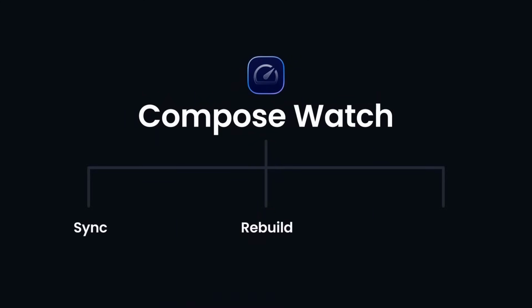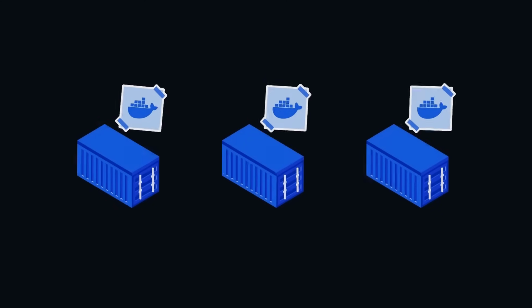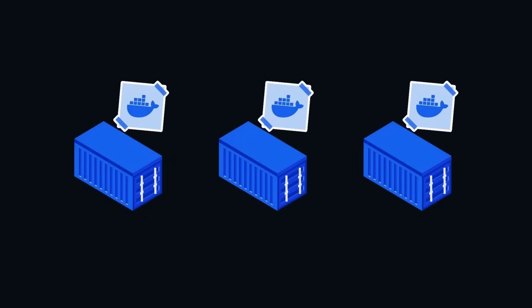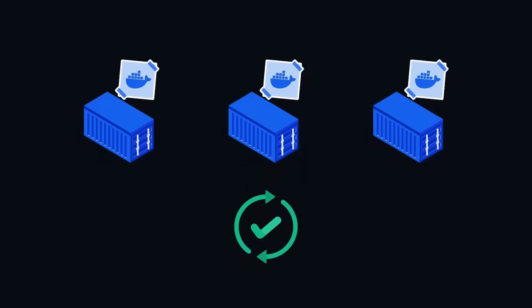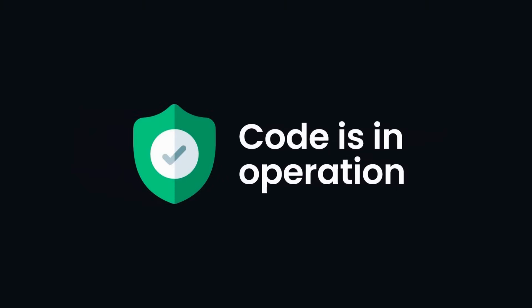The second thing Docker Compose Watch can do is rebuild. The rebuild process starts with the creation of new container images, and then it updates the services. This is beneficial when rolling out changes to applications in production, guaranteeing the most recent version of the code is in operation.